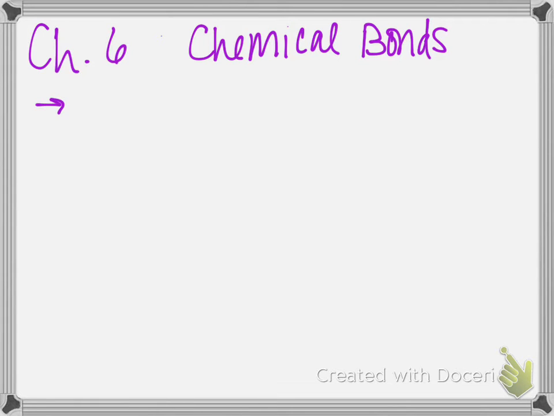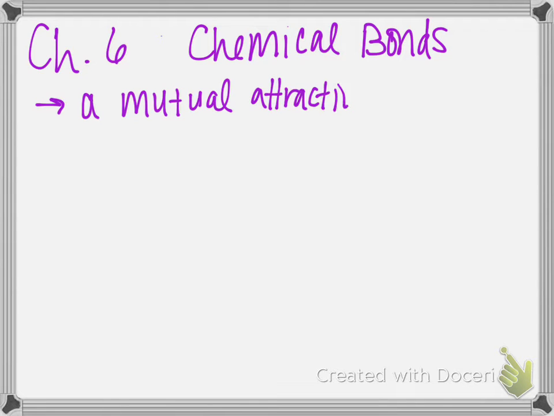So the main definition of a chemical bond is a mutual attraction between two atoms. I'll leave it at that. That's not even a full book definition, but we'll say it's that. A mutual attraction between two different atoms. And we need to understand really within these two atoms what has to be pulling them closer together.